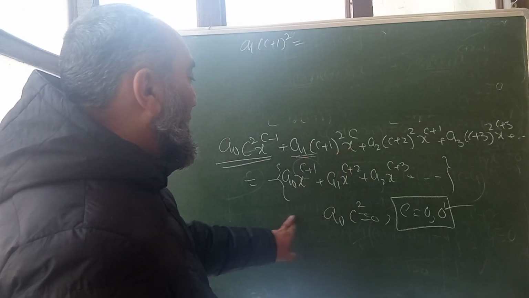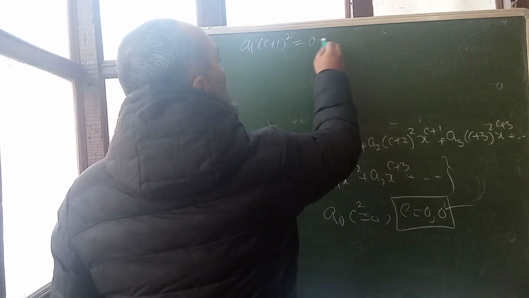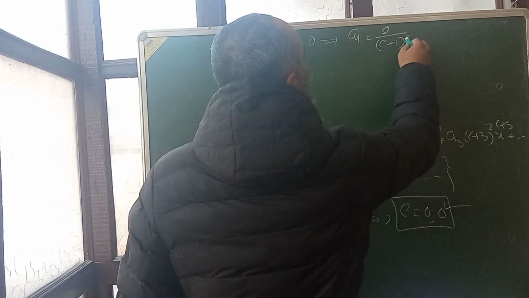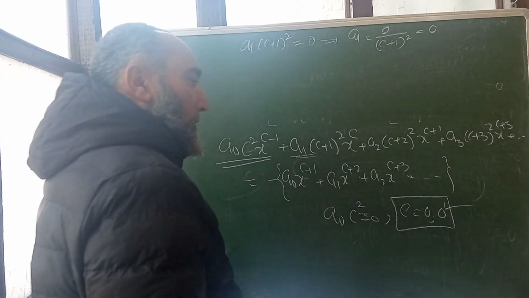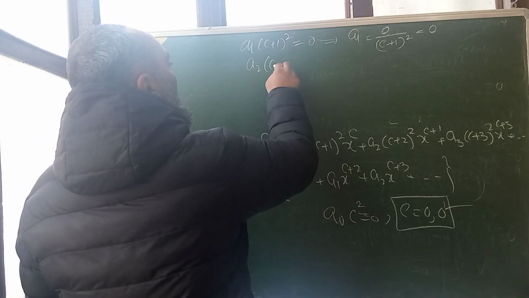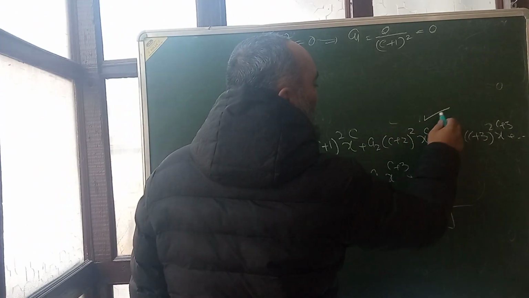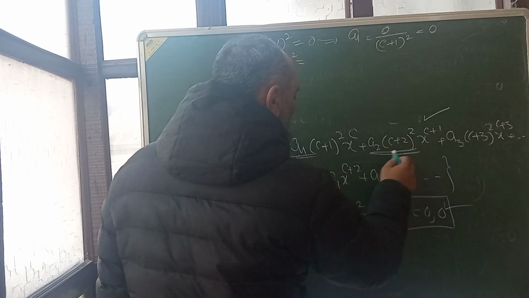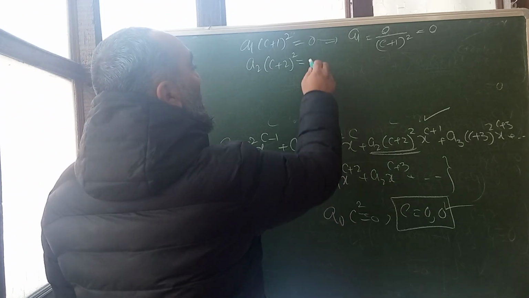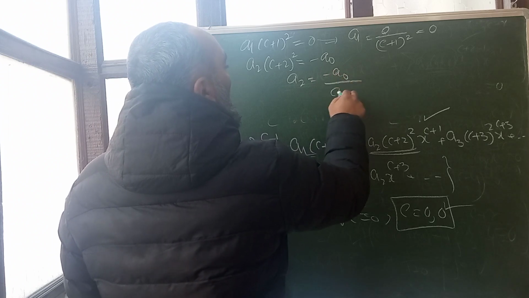Coefficient of x raised to power C: is there an x raised to power C term? It is not there, so it is 0. This means that A1 is C1 upon (C plus 1) whole square, which is 0. Now A2: the coefficient of x raised to power C plus 1 gives A2 times (C plus 2) square equal to minus A0. So A2 is minus A0 upon (C plus 2) square.